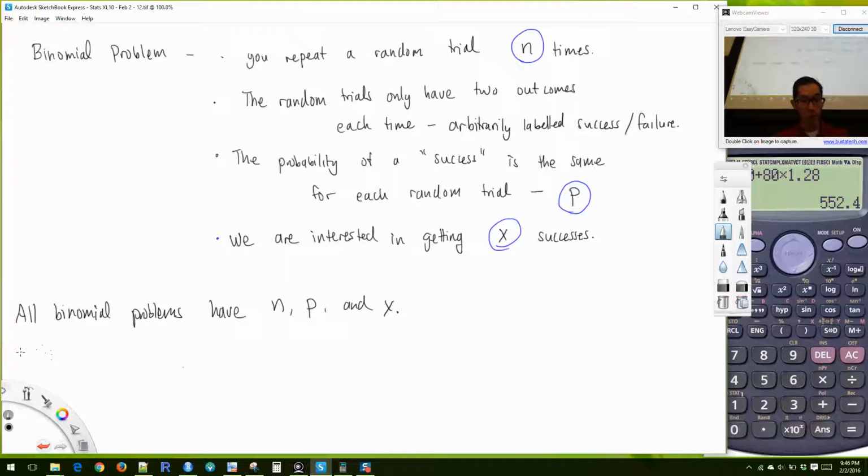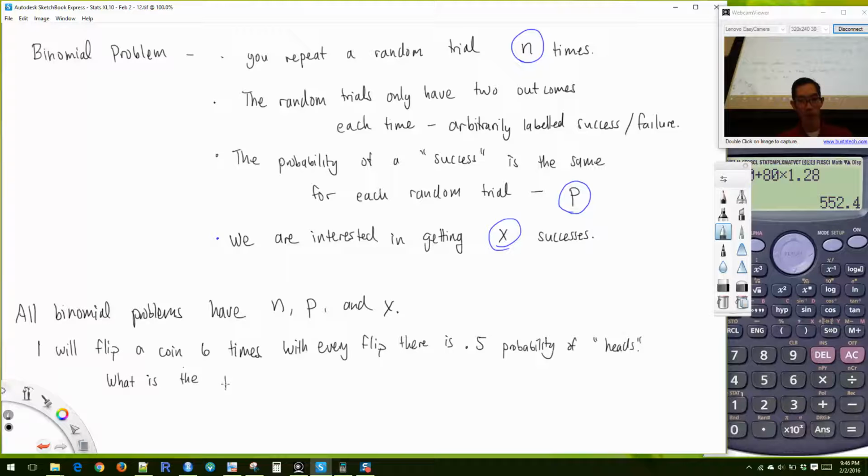All right, so here's a binomial problem. I will flip a coin 6 times. With every flip, there is a 0.5 probability of getting heads. Okay? What is the probability I get heads 4 times? Okay.